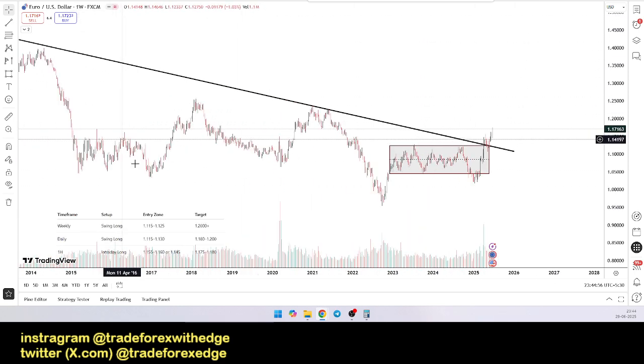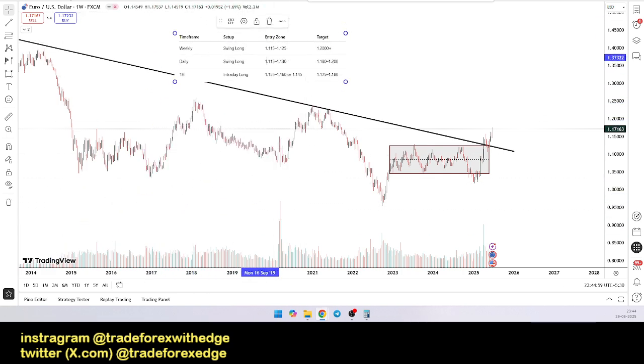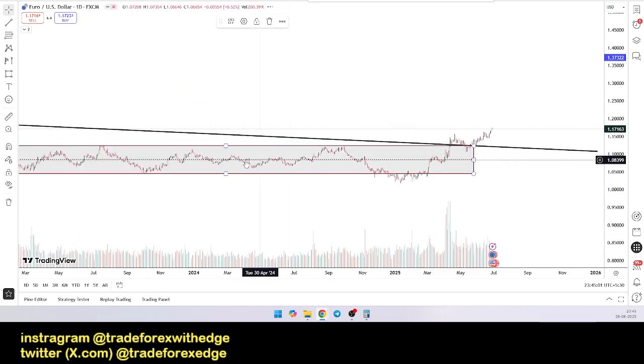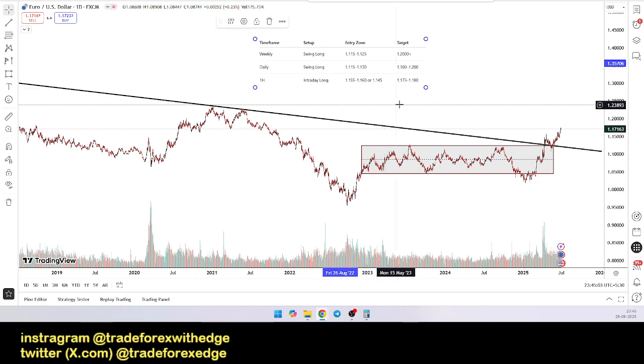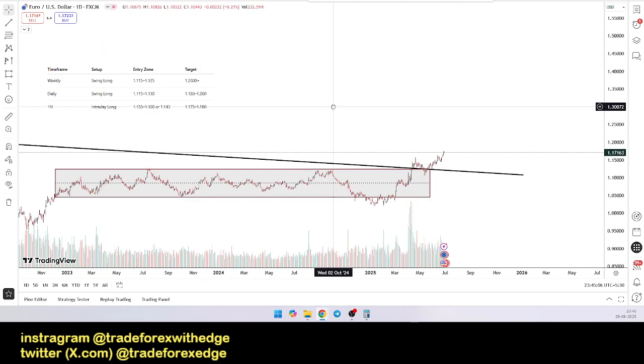Let's also check the daily time frame. So we will now go to the daily time frame and see how it looks on a daily time frame.